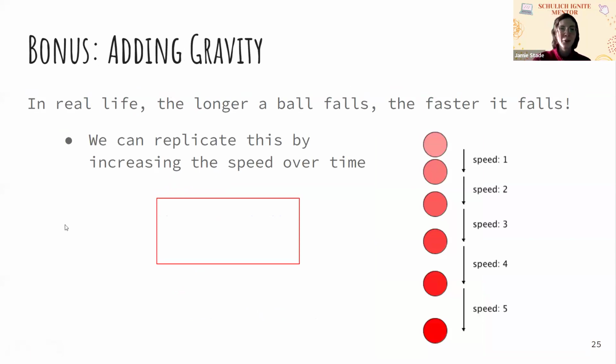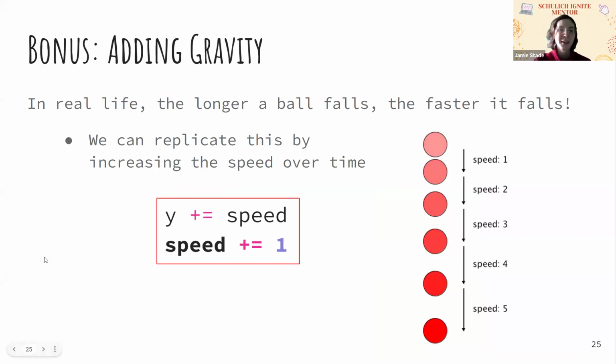Yeah, so as I said before, this is kind of getting into a little bonus here with a bit of physics in here. So in real life, the longer a ball falls, the faster it falls. This is because of gravitational acceleration. And so we can replicate this by increasing the speed over time by some acceleration factor.